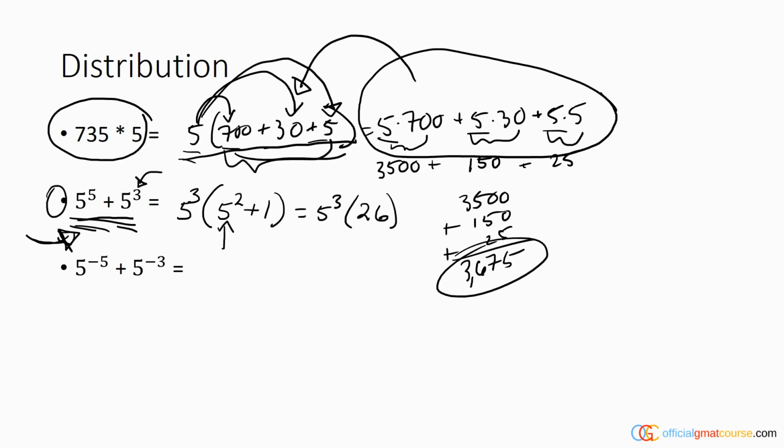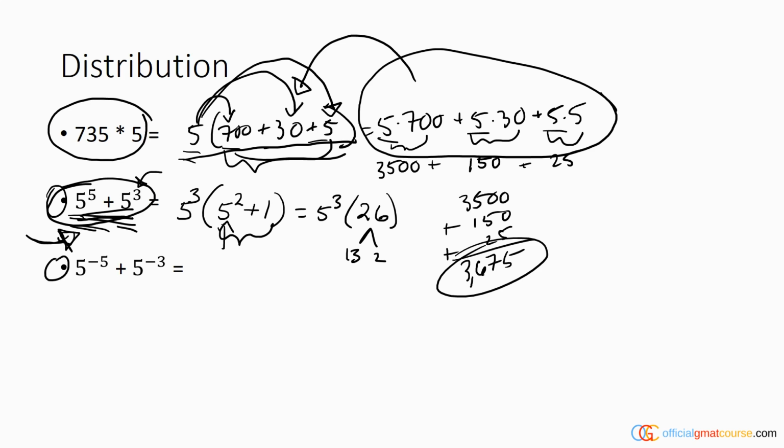And so the GMAT might ask you, what is the greatest prime factor of 5 to the fifth plus 5 to the third? And the answer looks like it would be 5, but it actually ends up being 13, because 26 is 13 times 2. And the reason it's not 5 is because we have this addition situation taking place, which means that we might get some unique sort of factors that we weren't expecting.